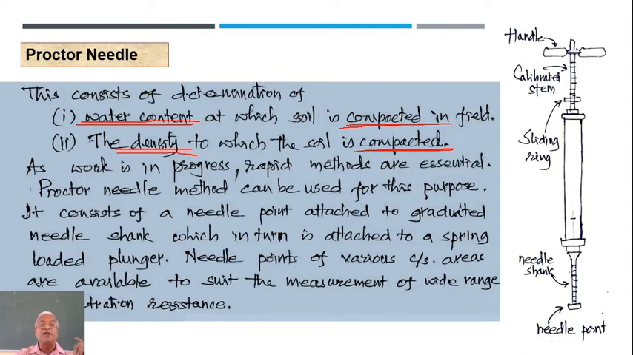It consists of a needle point attached to the graduated needle shank, which in turn is attached to a spring loaded plunger. Needle points of various cross-sectional areas are available to suit the measurement of a wide range of penetration resistance. Okay, so there is not much in that.